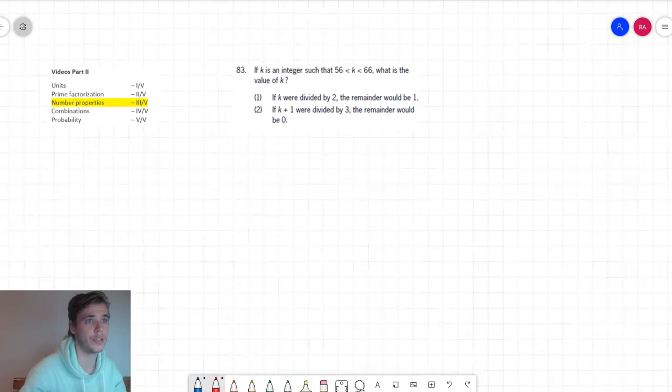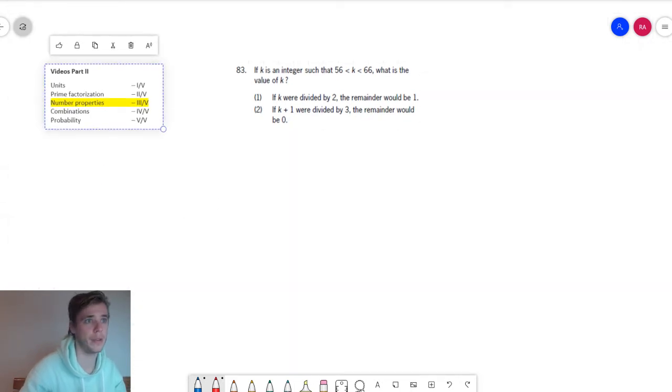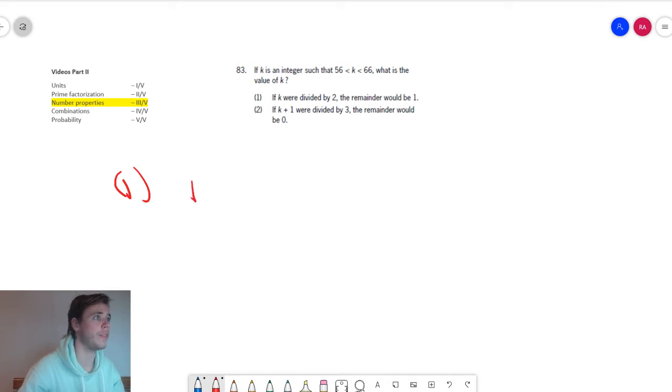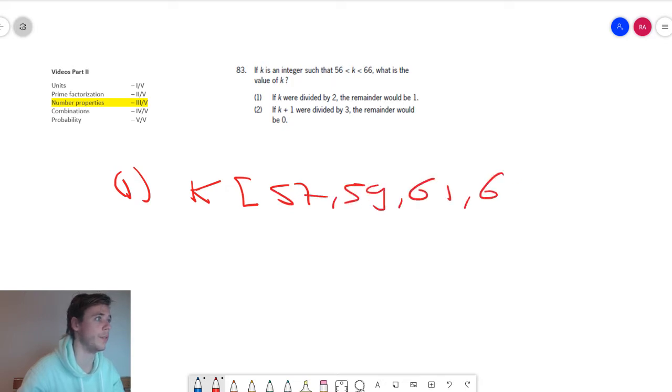Okay, so the first statement is, if k were divided by 2, the remainder would be 1. Okay, this means actually it's going to be odd, right? Because if you divide a number by 2 and you get a remainder of 1, it's only possible with the odd numbers. So k will be like 57, 59, 61, 63, or 65.